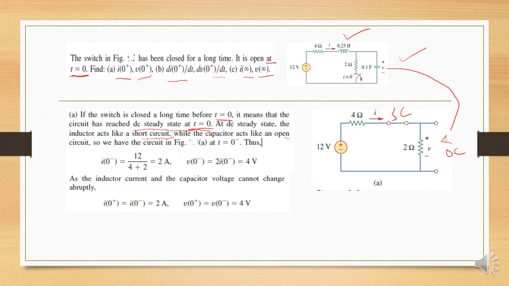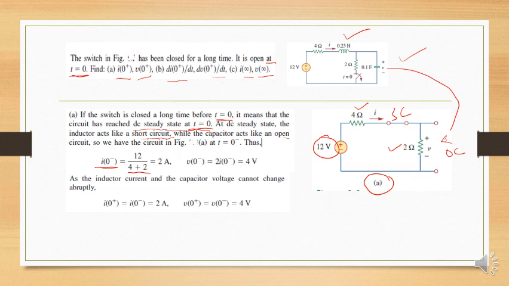It is clearly elaborated in figure A, right? So, at t equals 0 negative, we get I of 0 negative is equal to 12 over 4 plus 2. This one is 4, this one is 2, this one is 12, which is equal to 2 ampere. How? This is simple KVL, the simplest KVL.